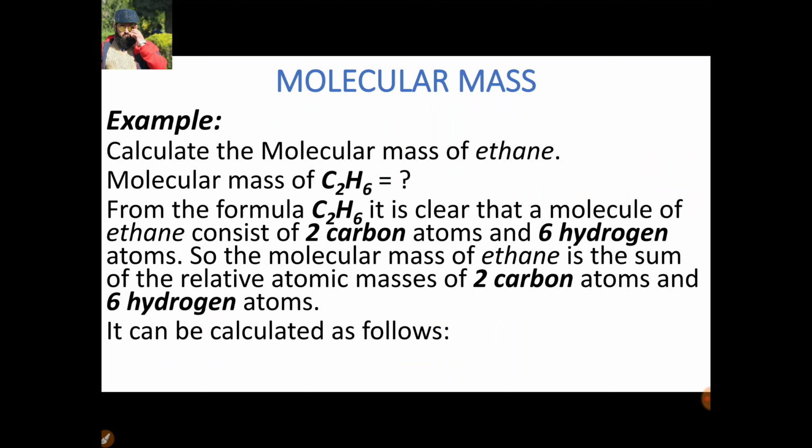Let us take an example to understand the concept of molecular mass. For this purpose, we are taking the molecular mass of C2H6, that is ethane. As can be seen from this formula, one molecule of ethane is made up of 2 carbon atoms and 6 hydrogen atoms. So to get the molecular mass of ethane, we will have to add up the relative atomic masses of 2 carbon atoms and 6 hydrogen atoms. In this way we will get the molecular mass of ethane, C2H6.